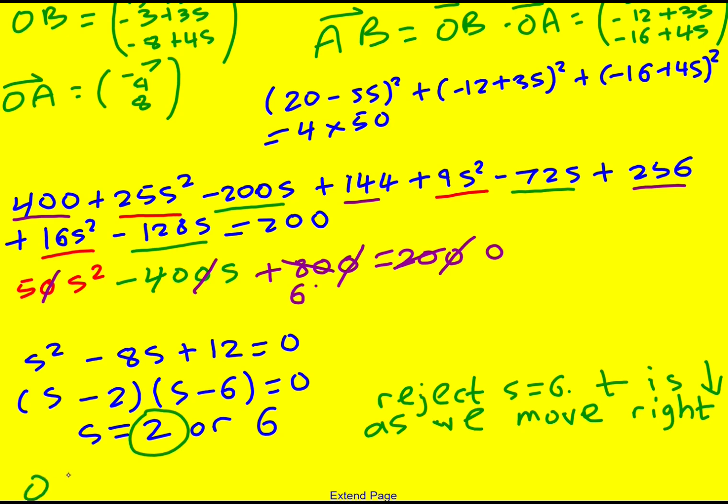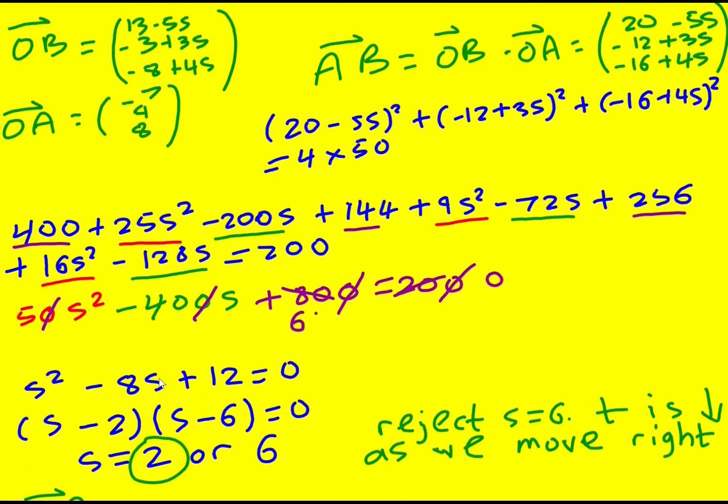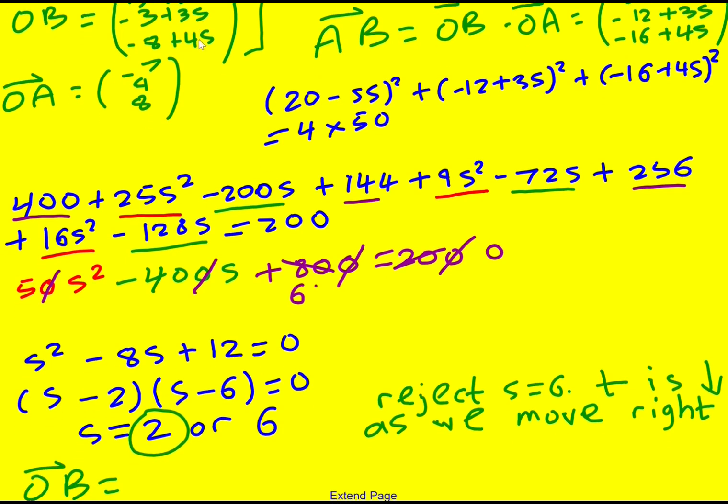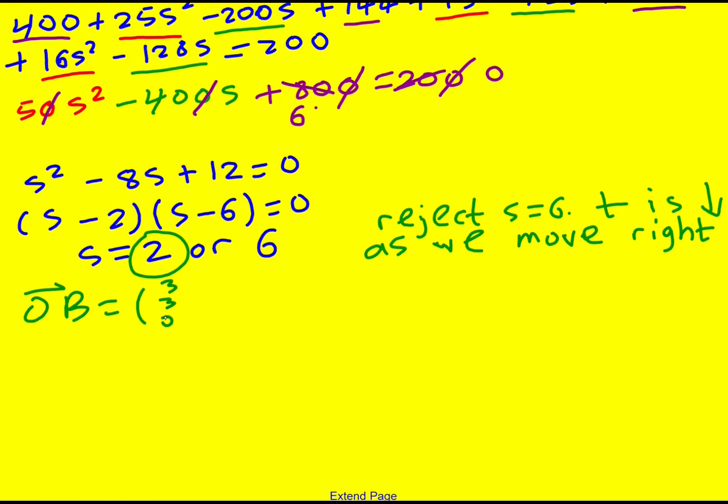And that means that for OB, we can substitute 2 back into here, and that gives 13 minus 10, minus 3 plus 6, so that's 3 and 3. And then minus 8 plus 8, 0. And that is our position vector of B.